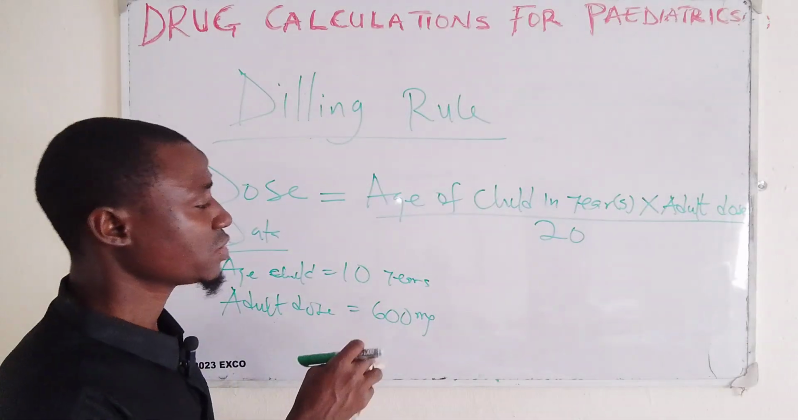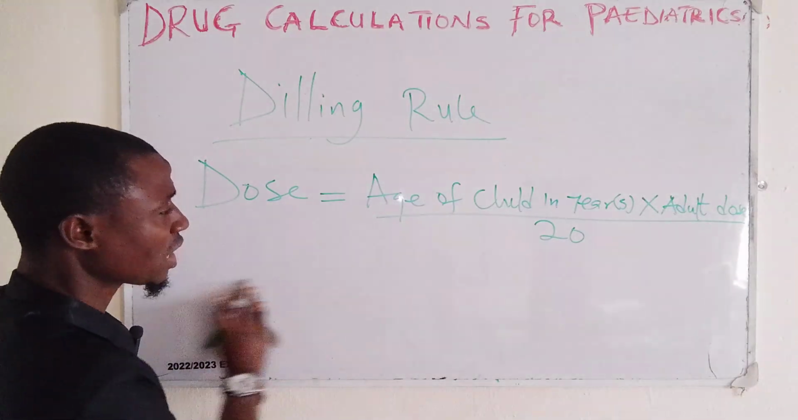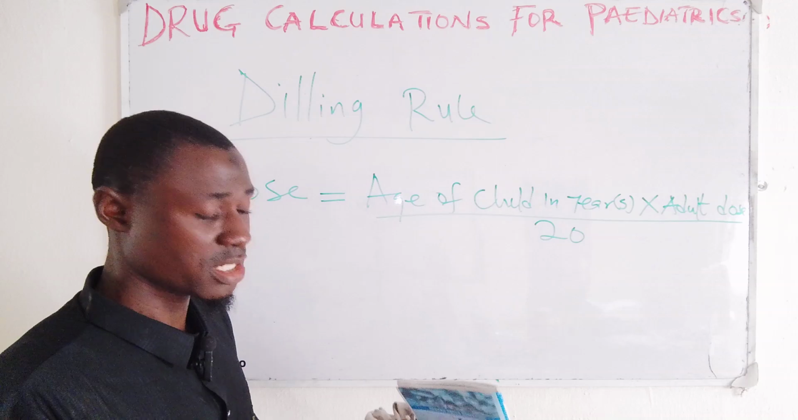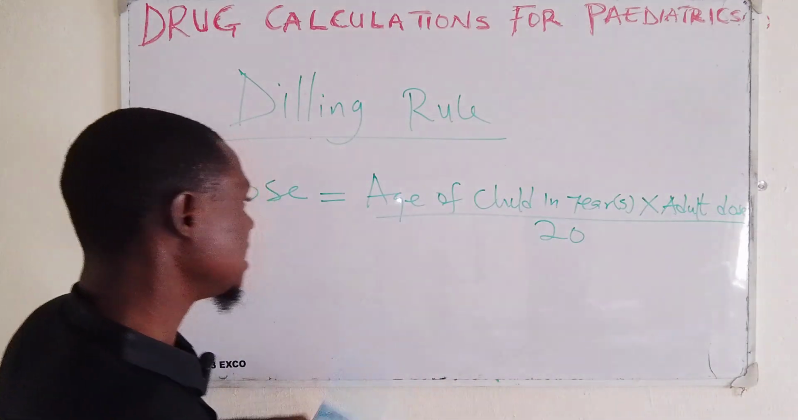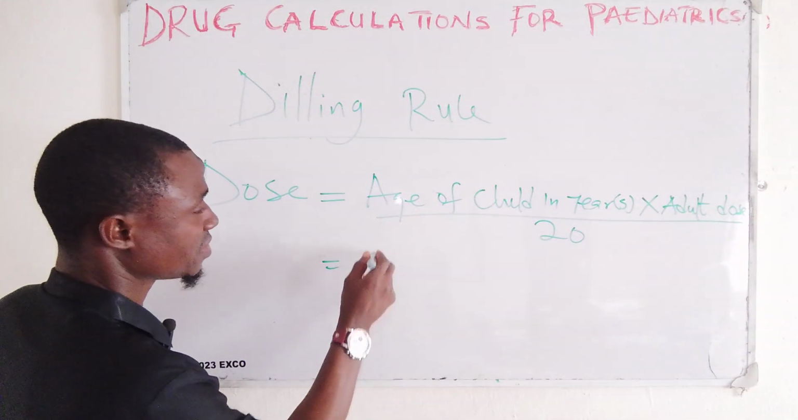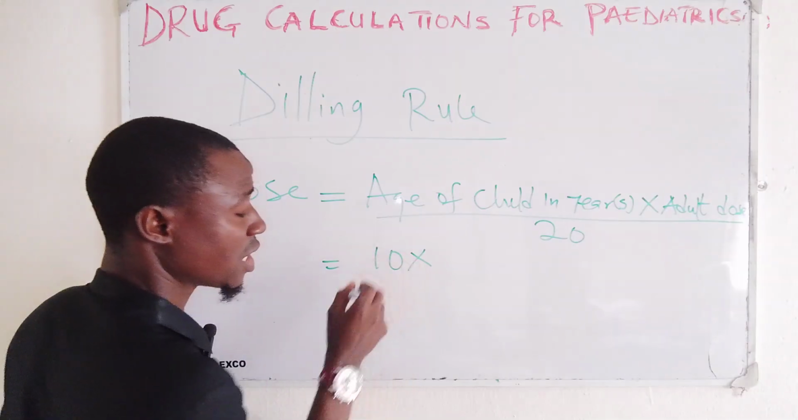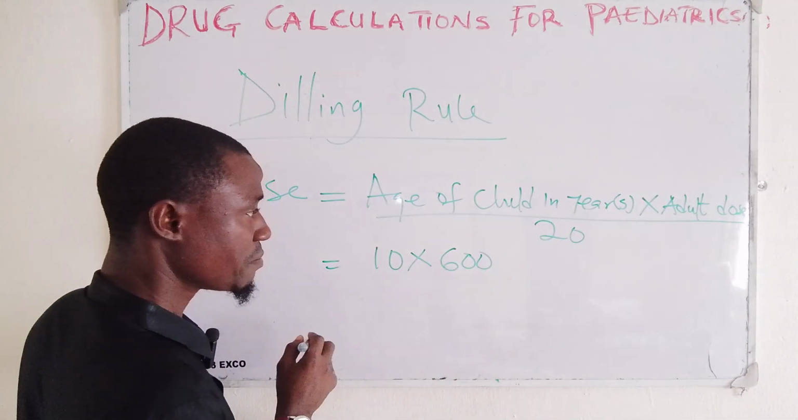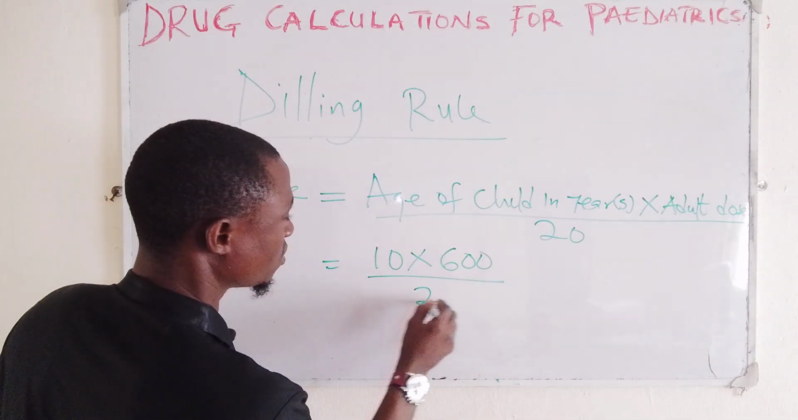So quickly, let us utilize this information to calculate the dose of this injection, that is paracetamol injection, we are going to administer to a child of 10 years. So the age of the child has been given as 10. We already have the adult dose, which is 600 milligrams. Then our denominator, which is 20.